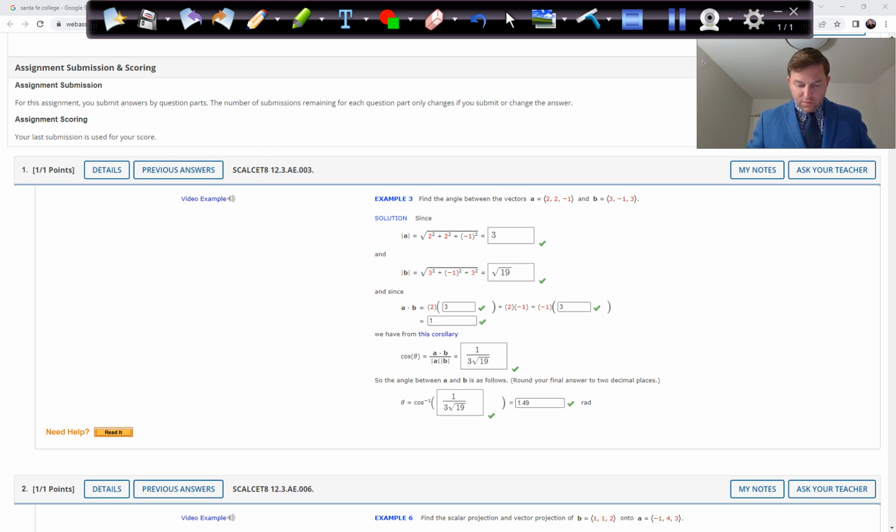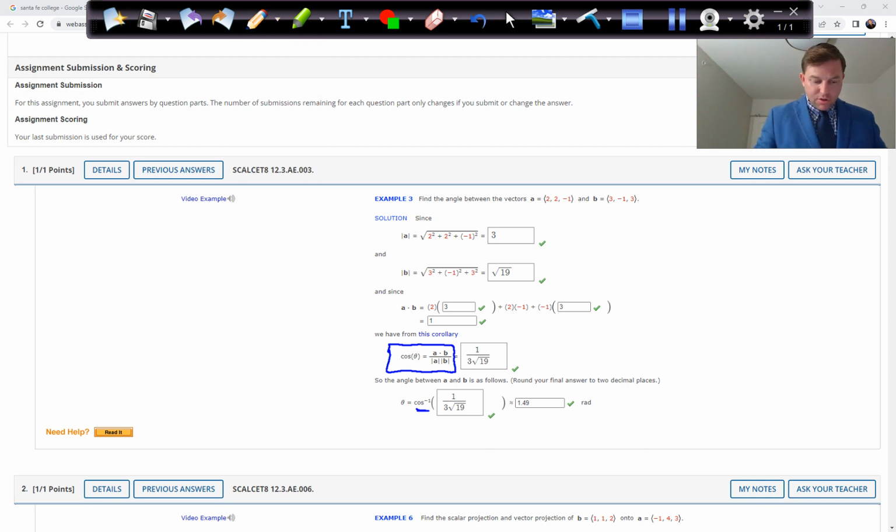So the overall formula is right here. The angle between two vectors is the ratio of their dot product to the multiplication of their two magnitudes, and then you take an arc cosine, and that will give you the actual angle.